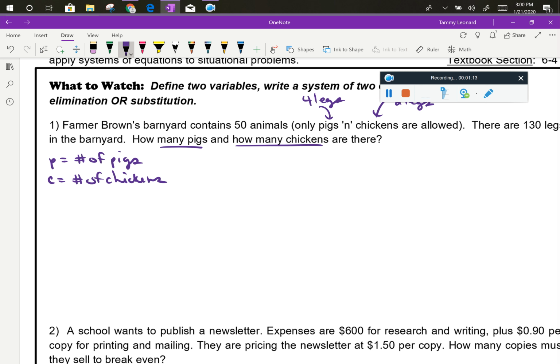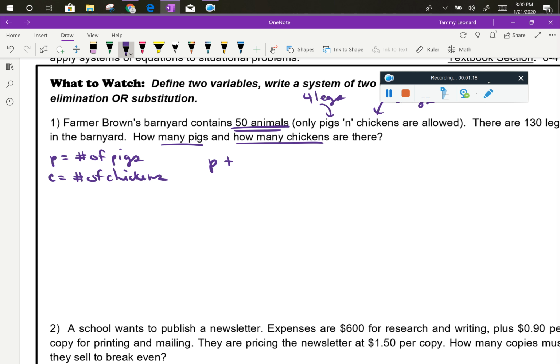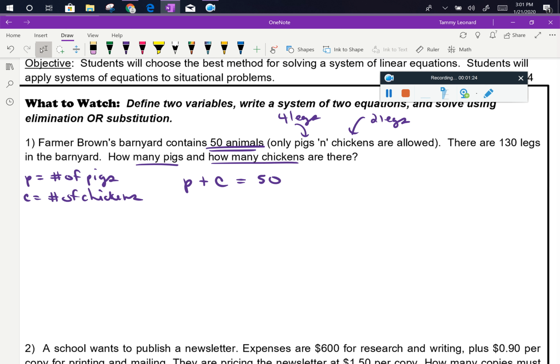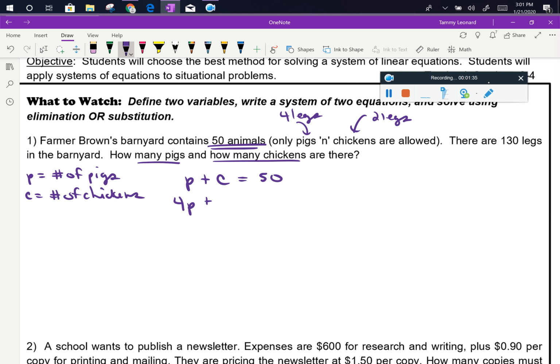All right, there are 50 animals in the barnyard, so the number of pigs plus the number of chickens must equal 50. But there's 130 legs, so that's another total. Remember, every pig has 4 legs, so 4 times the number of pigs is the number of pig legs in the barnyard. But there are 2 legs on the chicken, so the number of chickens times 2 would be the number of legs on chickens, and we know that there's 130 legs altogether.